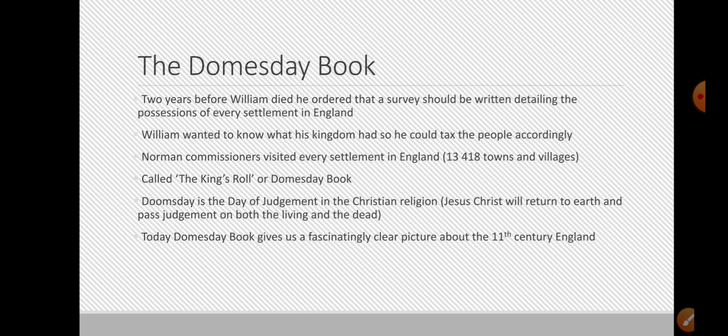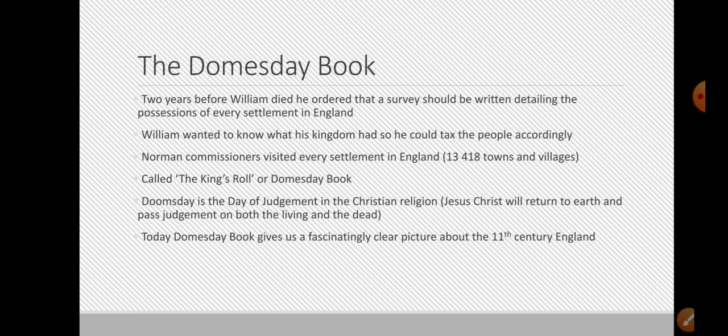So this was called the King's Roll, and in a very funny, sarcastic way, the Anglo-Saxons started calling it the Domesday Book. Doomsday is the day of judgment in the Christian religion. Christians believe that Jesus Christ will come on the day of judgment, when the end of the world is coming. Jesus Christ will return to the earth, and he will pass judgment on both the living and the dead. This is why the day of judgment.